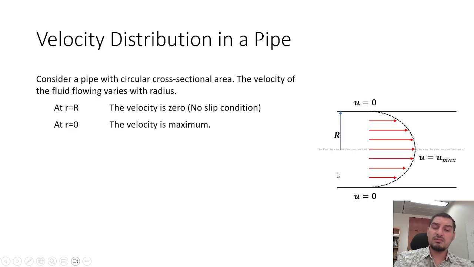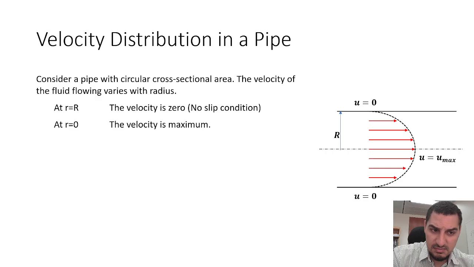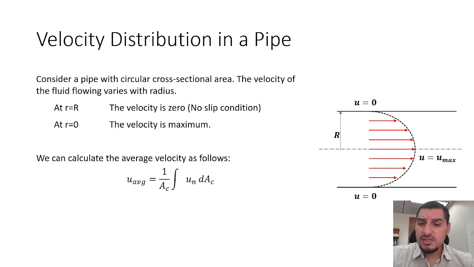We'll go through this in some detail later, but we can get an expression for the average velocity. And this is what we always use in our calculations, I would say in 90% of the cases. This is the mathematical expression of the average. If u is a function of area, the velocity varies with the radius, then u average is 1 over area times the integration of u dA_c. So this is how we can write the average of the velocity.